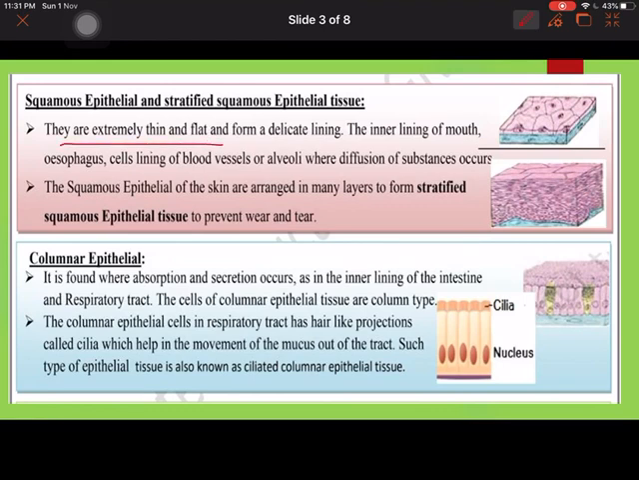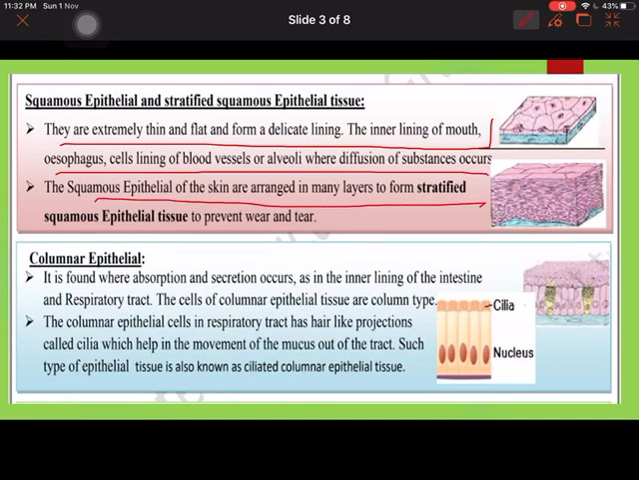Squamous cells are extremely thin and flat and form a delicate lining, the inner lining of the mouth, esophagus, lining of blood vessels or alveoli where diffusion occurs. The squamous epithelial cells of skin are arranged in many layers and form the stratified squamous epithelium. They help in protection against wear and tear.